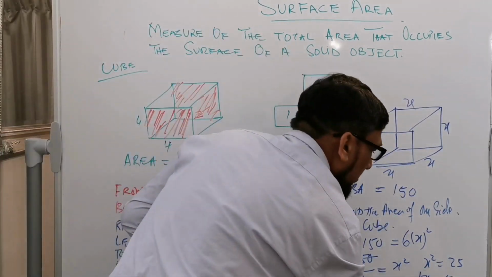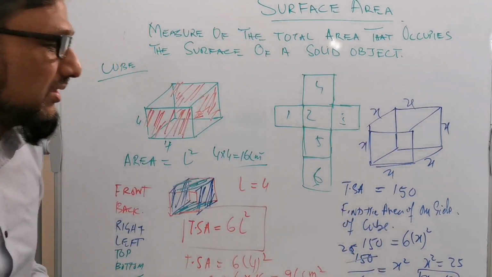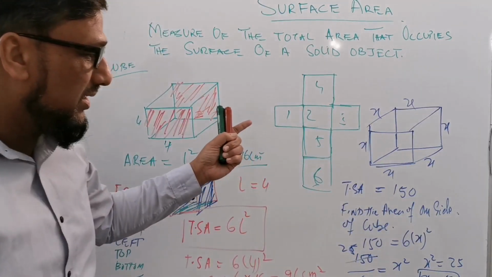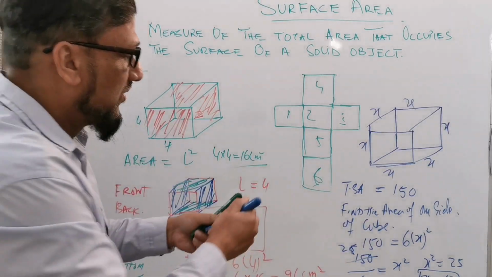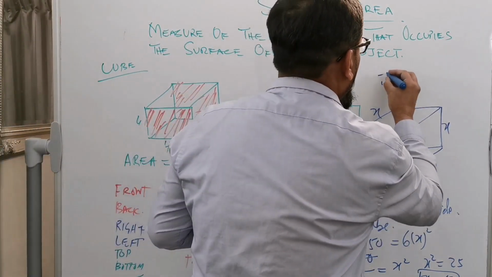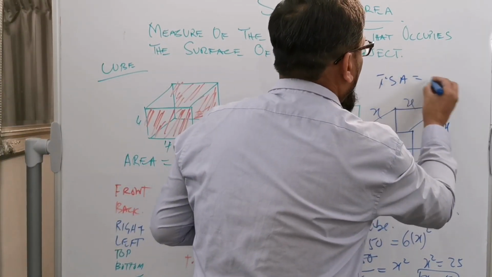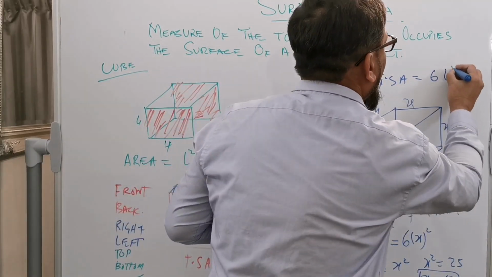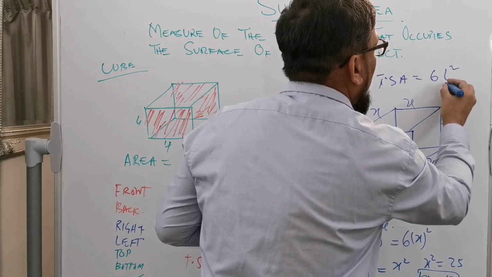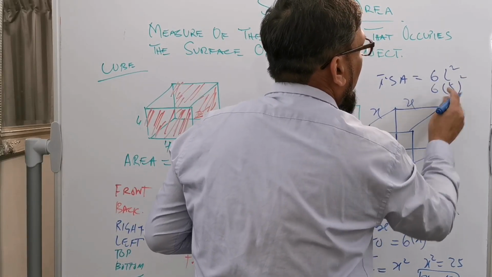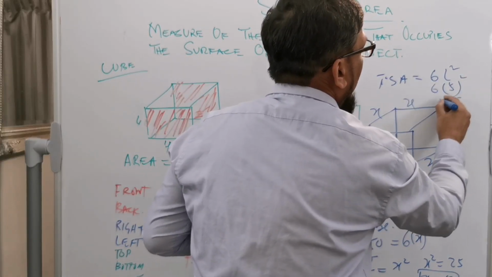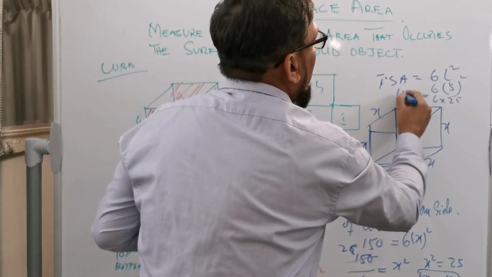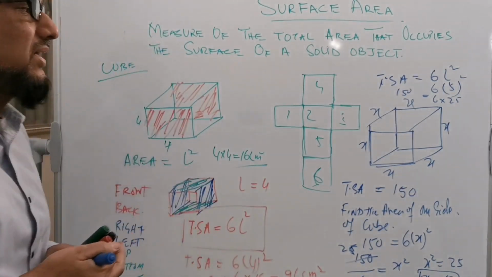So the value of x is coming 5. If you go for reverse calculation, you can put the values. TSA equals 6L squared. If I put L as 5, 5 squared, 5 times 5 is 25, and 25 times 6 is 150. So you can verify as well.